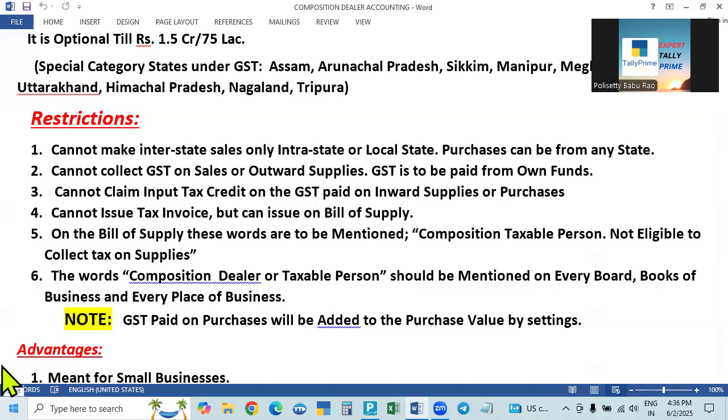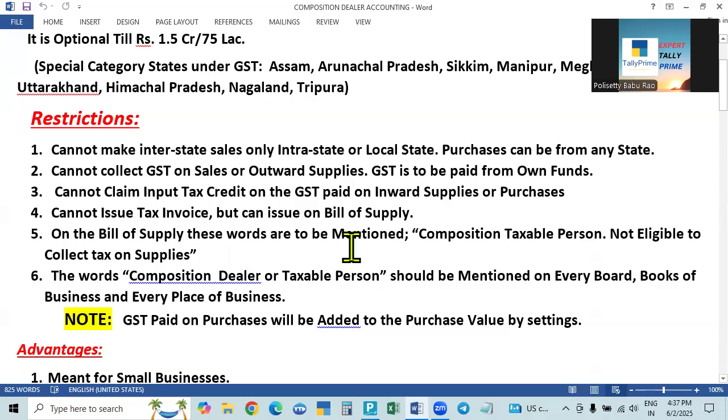That is why he is issuing the bill. That bill he can issue is not a tax invoice. He is not collecting the tax, so he cannot issue a tax invoice, but the bill which he is issuing is called a bill of supply. He is just supplying the goods. So he can issue only a bill of supply with the details of the goods sold. No tax will be there. That is why he cannot issue a tax invoice, but only a bill of supply.